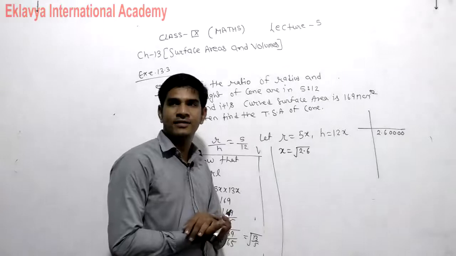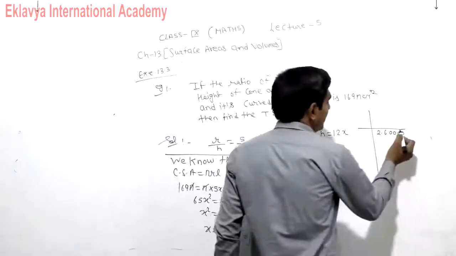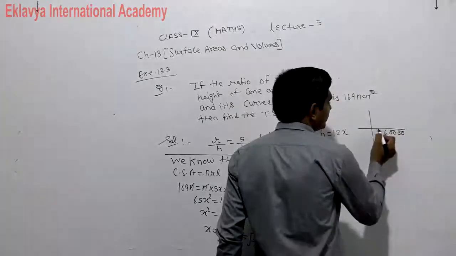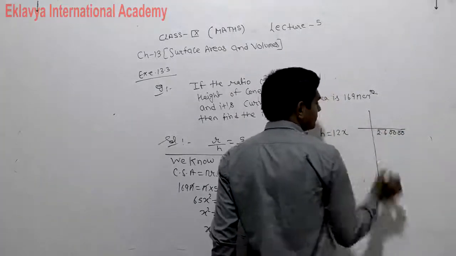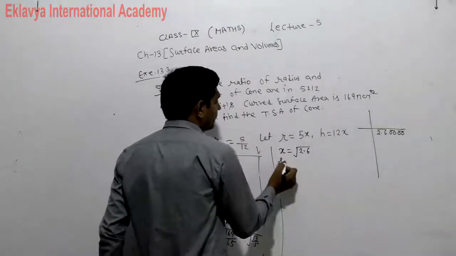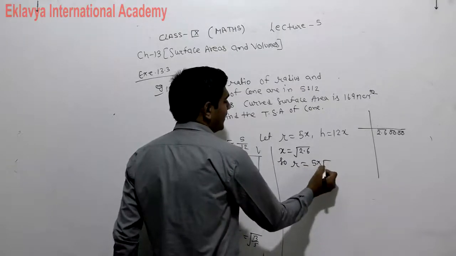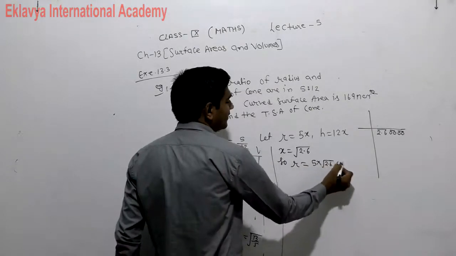You have to calculate its square root. Now see, how will you calculate its square root? By making pairs. Make a pair, then take the square root, that is the value of x. So radius is 5x, 5 multiplied by under root 2.6 centimeter.